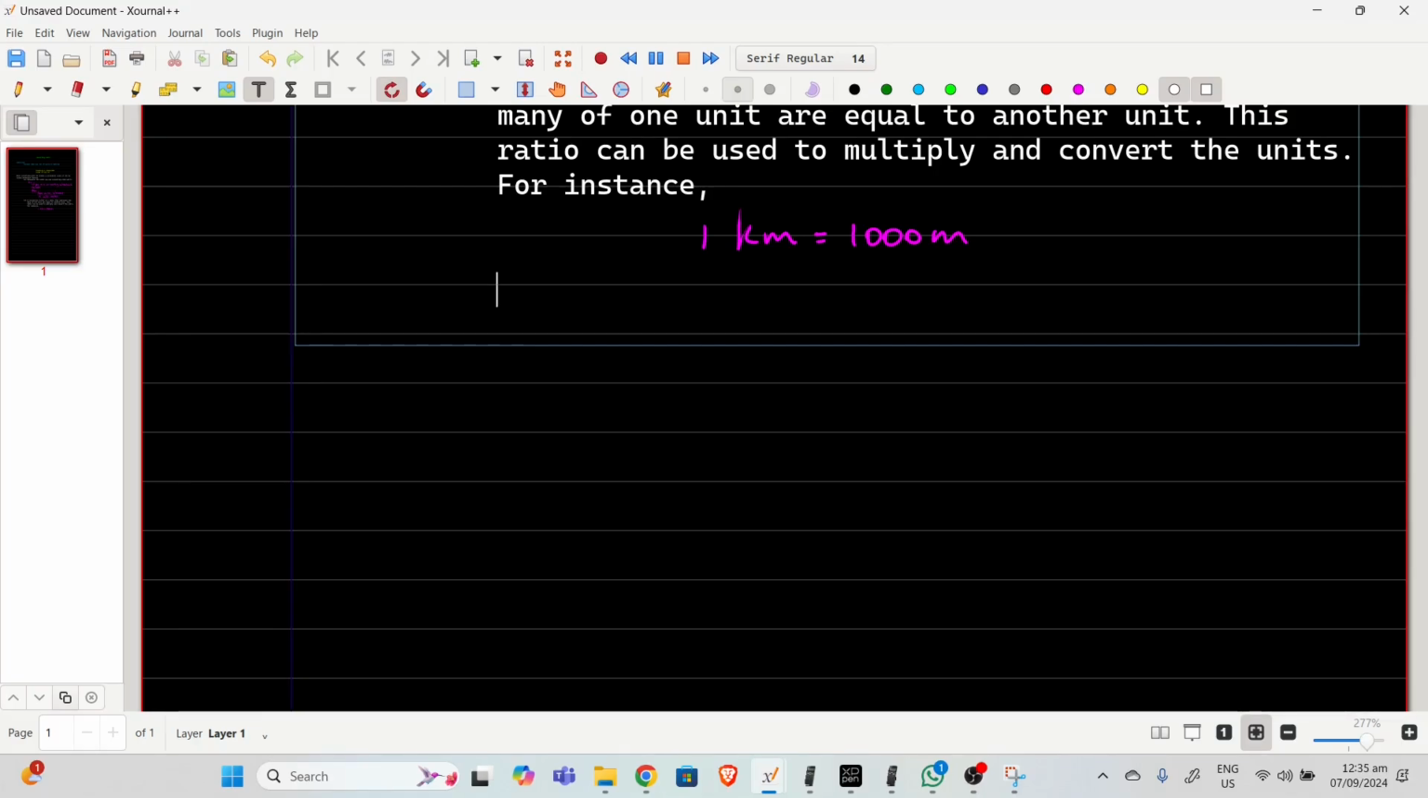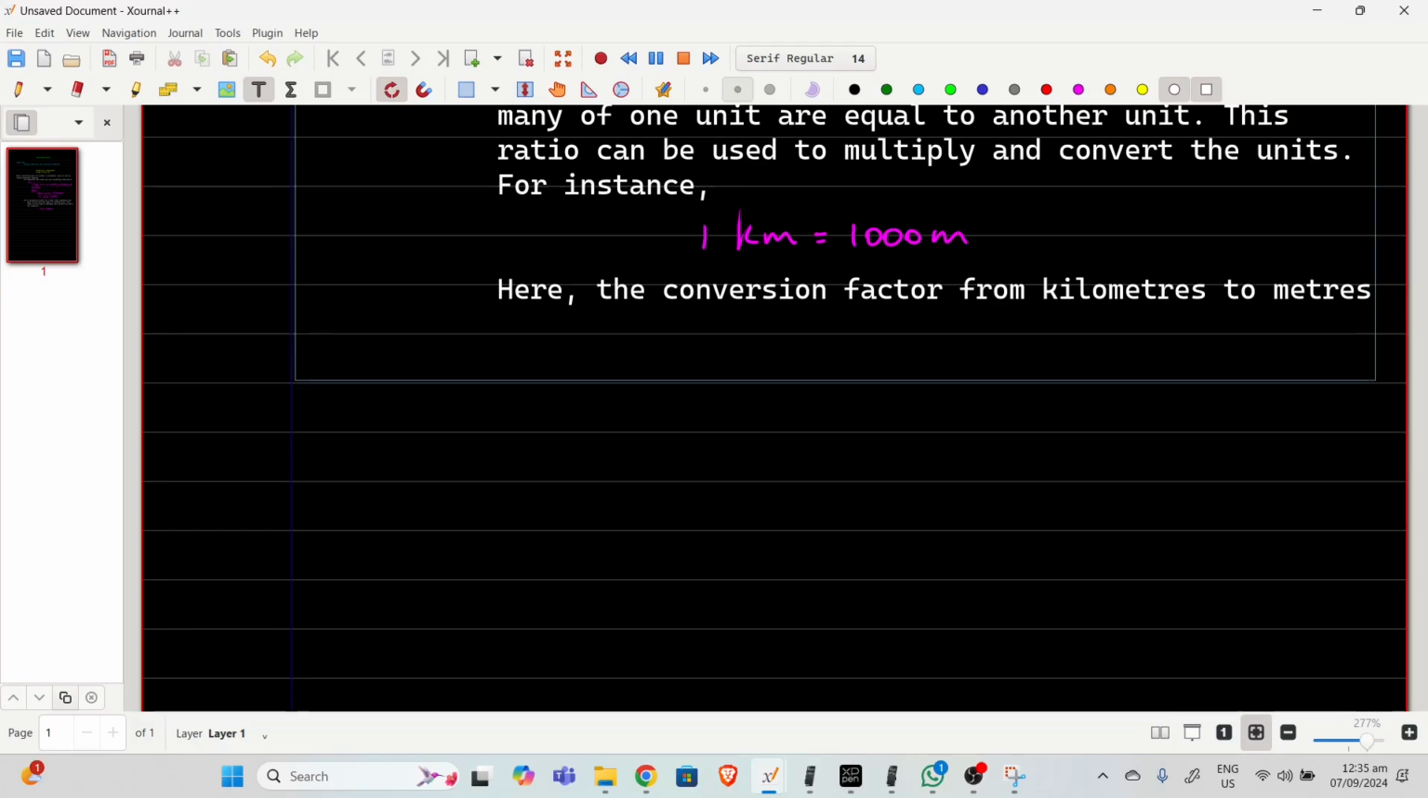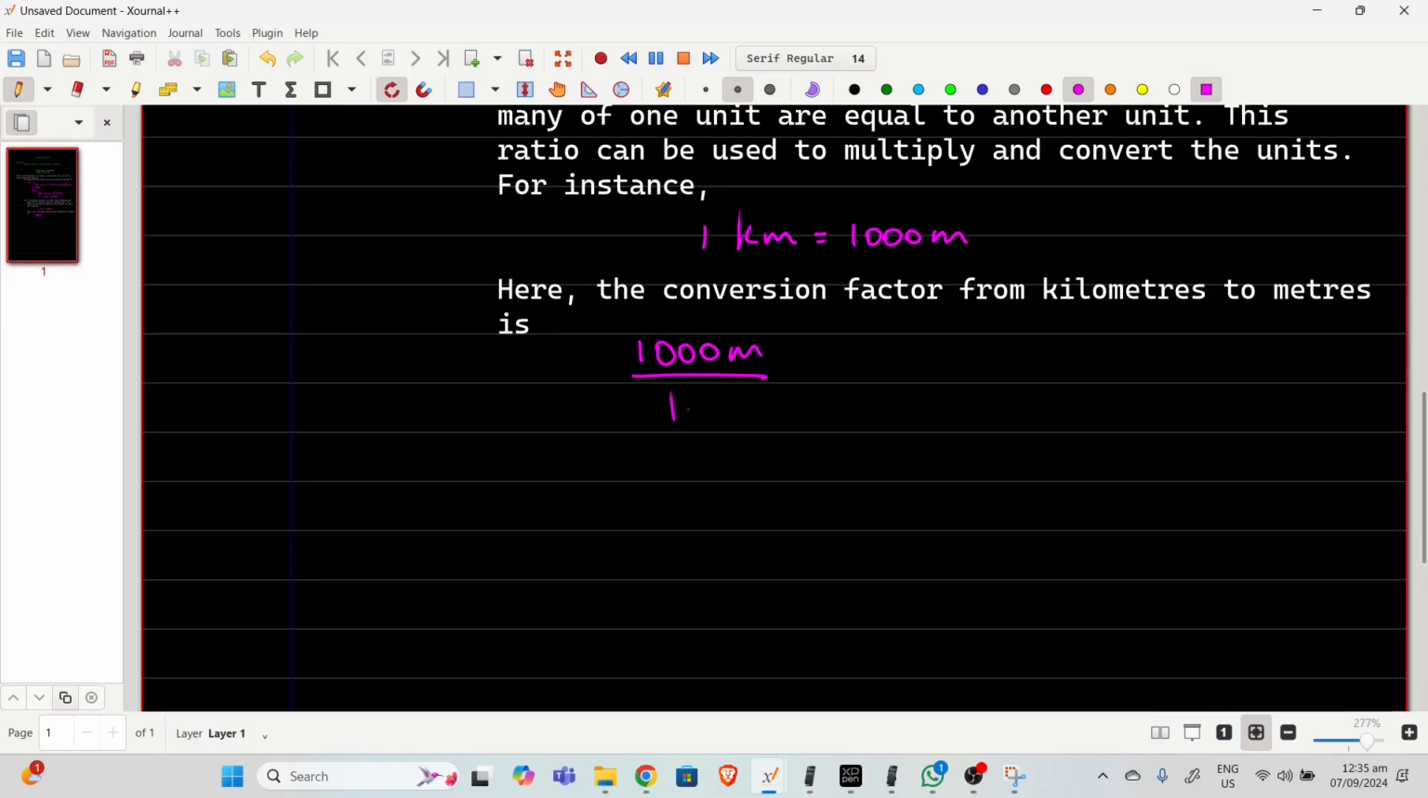So here the conversion factor from kilometers to meters is going to be 1,000 meters over 1 kilometer. We're going to convert from kilometers to meters, so the kilometer has to go on the underneath. If we were converting from meters to kilometers, the meters would have to go on the underneath.